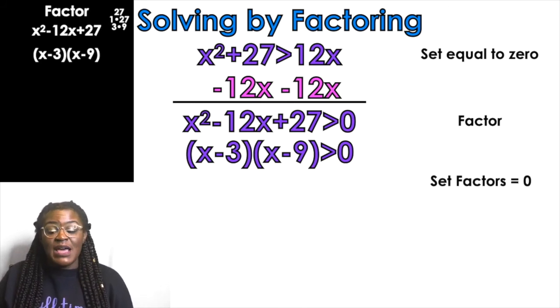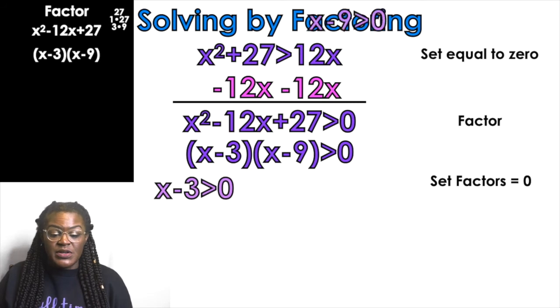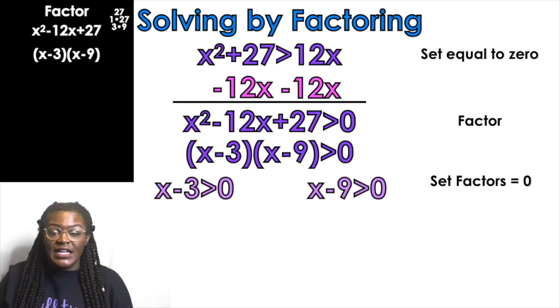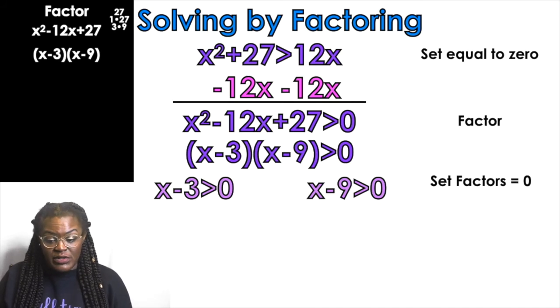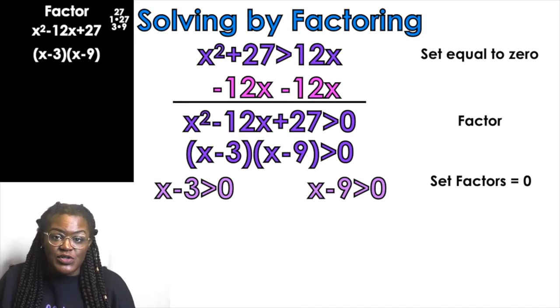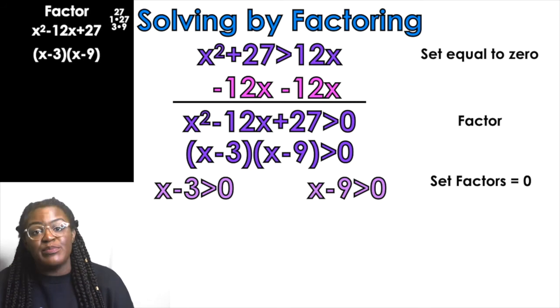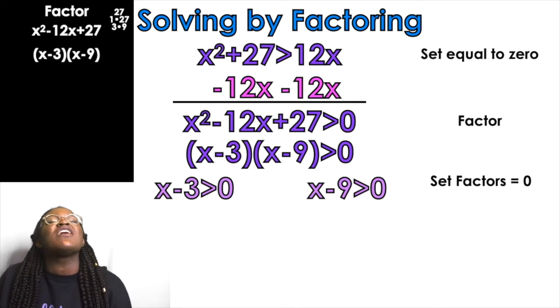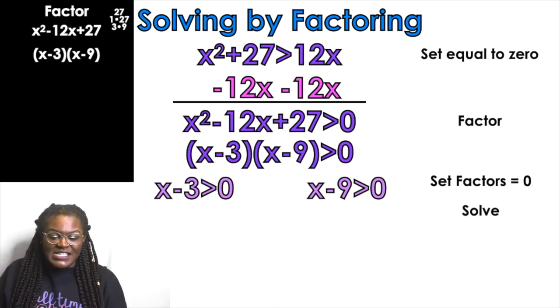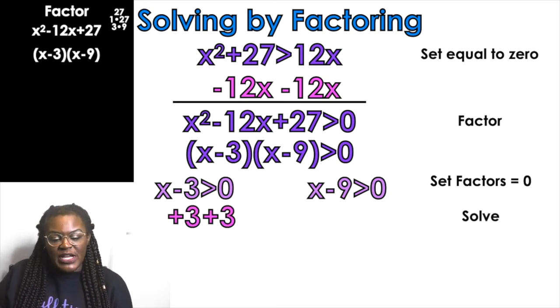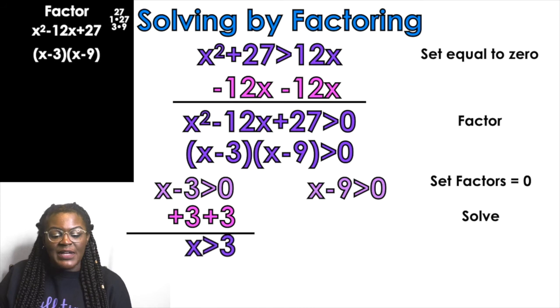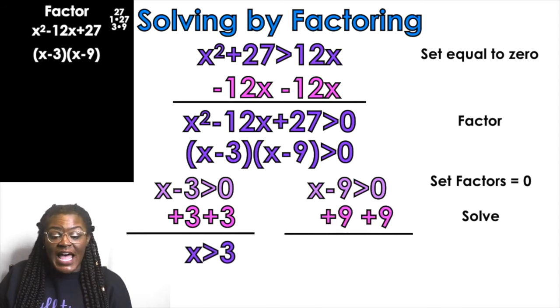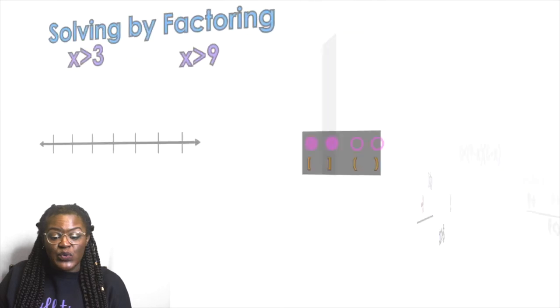So you want to set both your factors equal to 0. So x minus 3, x minus 9 equals, I mean not equal to, but greater than 0. Again, I keep saying equal to, my bad. We're doing inequalities, but you get it, right? The equal to just rolls off the tongue. So we're going to solve. Plus 3 plus 3, I'm going to get x is greater than 3. And then plus 9 plus 9, so x is greater than 9.